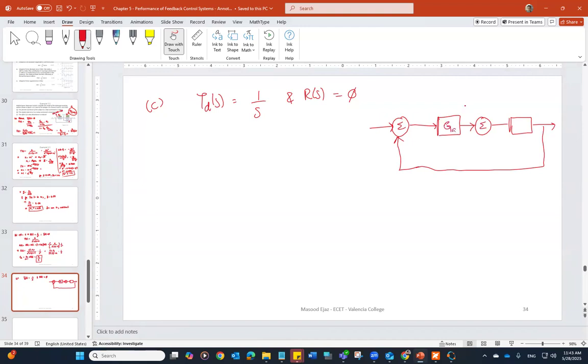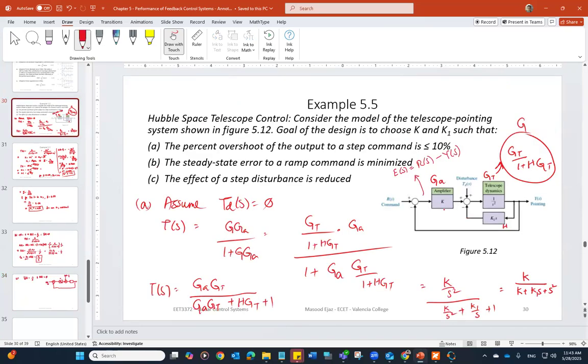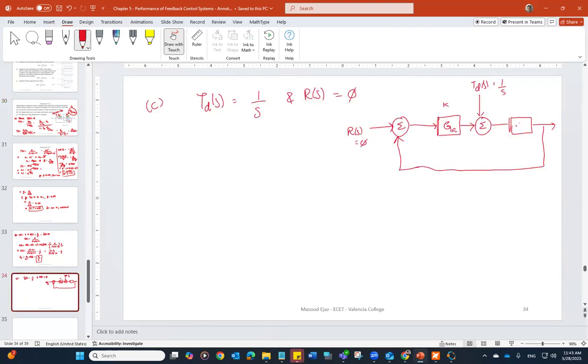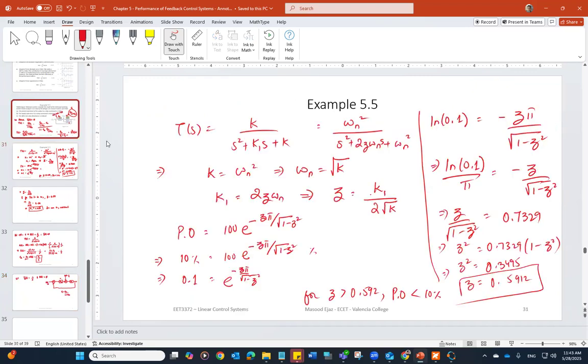This is my amplifier GA, and this is, I think, K. I'm going to go check. RS in this case will be 0. And I have TDS coming here, which is step function. Let me go back a little bit. So amplifier gain is K, and then this is GT over 1 plus HGT. So this is G. And G is GT over 1 plus HGT. And I can write down the expression for that in terms of whatever is given to us.